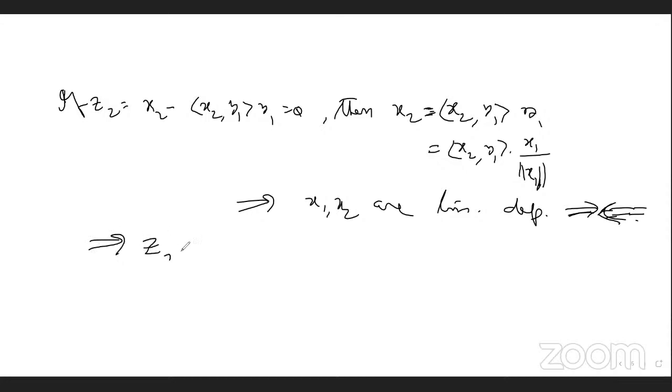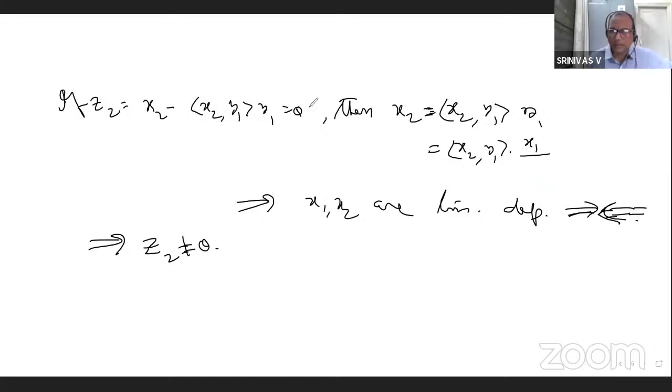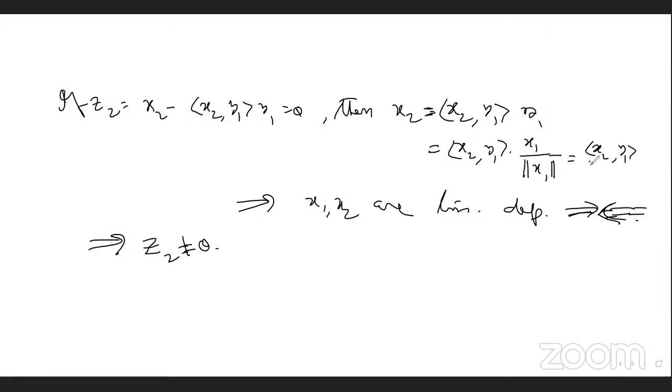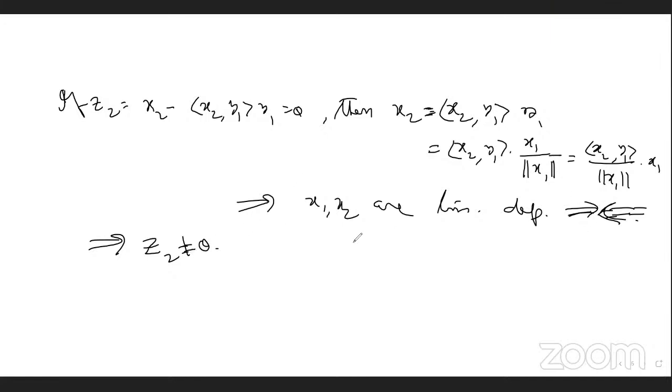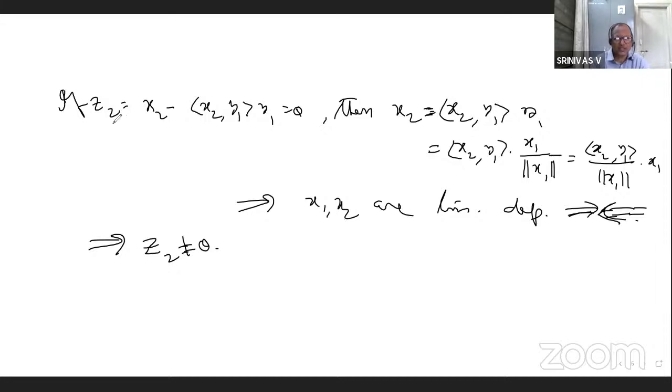Is this the step, x2 comma y1 multiplied by x1 by norm x1? Yes, x1 by norm x1. This is y1. y1 is x1 by norm x1. So this is scalar, x2 comma y1, by scalar norm x1 into x1. This is a scalar product, so this vector is a scalar times the x1 vector. So you will get x1, x2 are linearly dependent. It is a contradiction to the fact that your x1, x2 are linearly independent. That is why this cannot be the 0 vector.